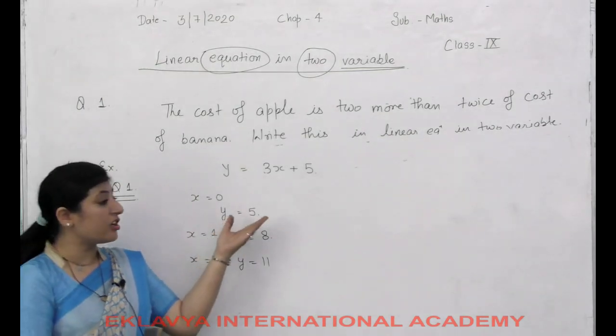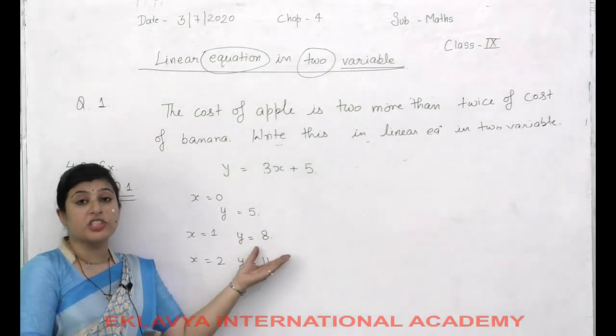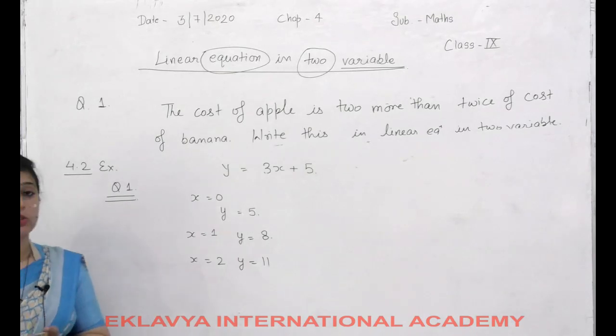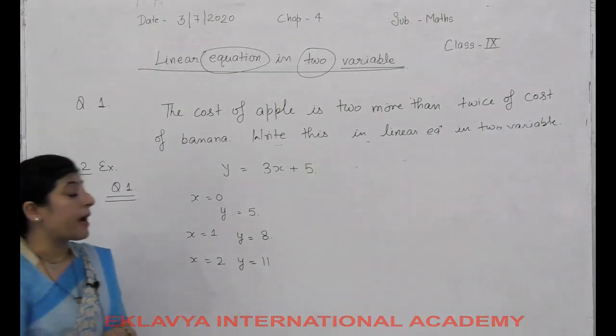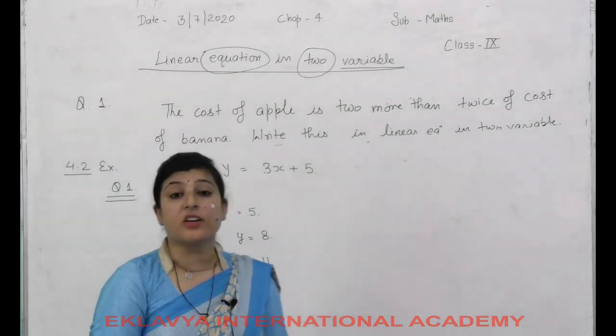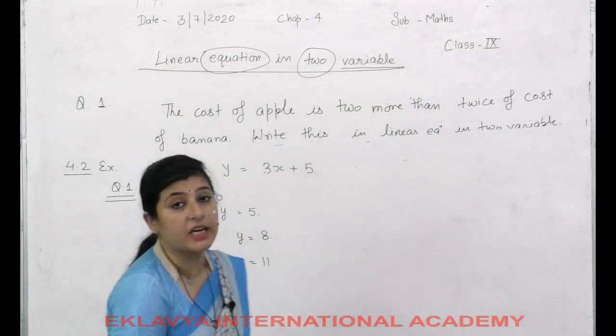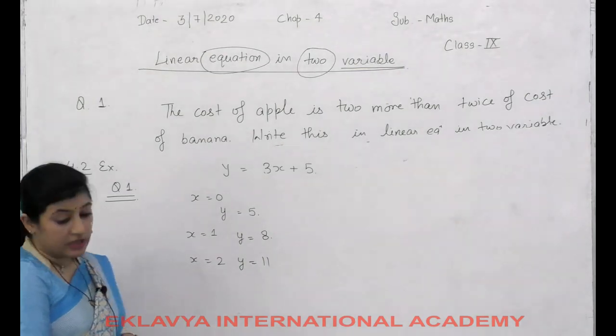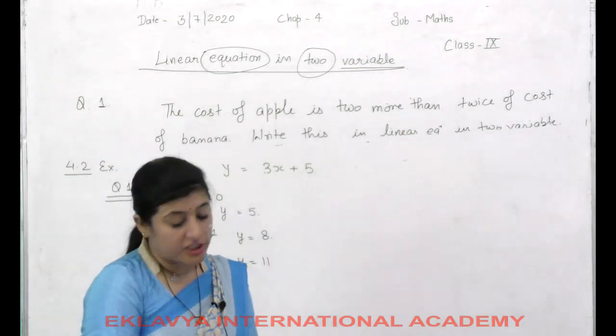There is not only one solution, not only two solutions. It has infinitely many solutions. Always remember this: a linear equation in two variables has infinitely many solutions. Now see the next type of question.